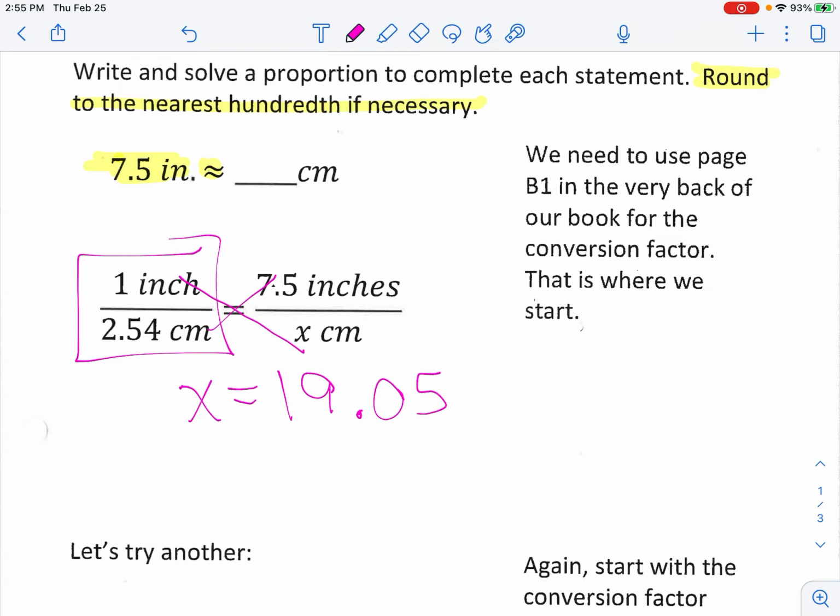Remember, the direction said round to the nearest hundredth if necessary. The 5 is in the hundredths place, so we don't have to round. So 7.5 inches is about 19.05 centimeters. Make sure to label with your unit.